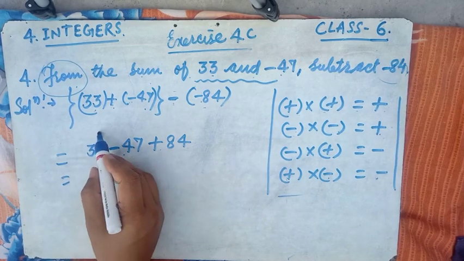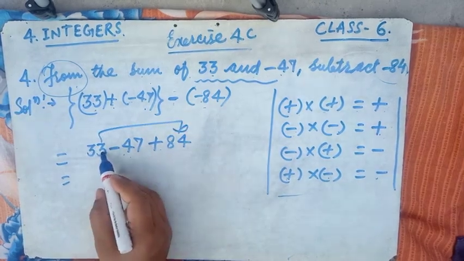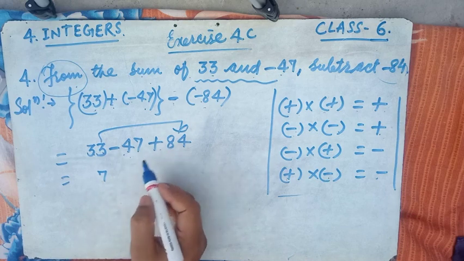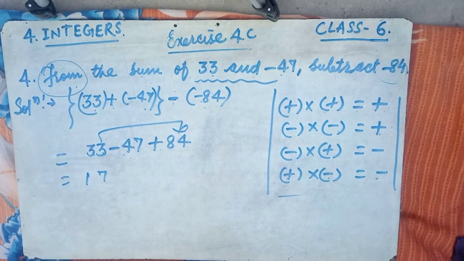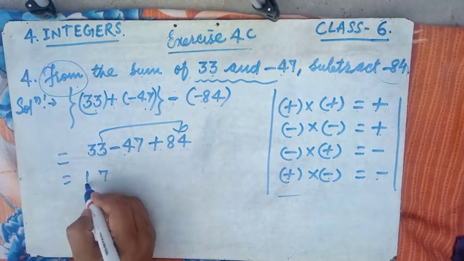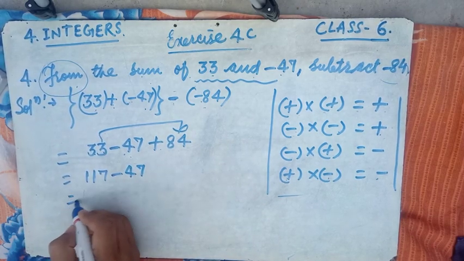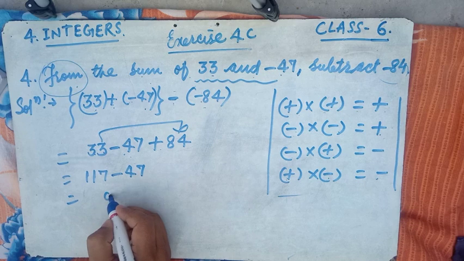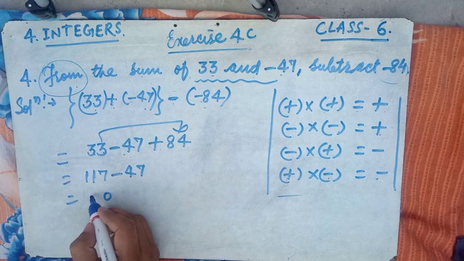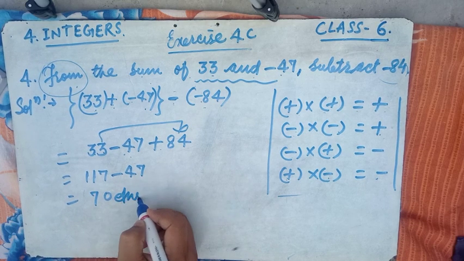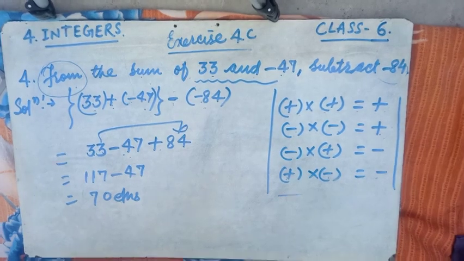Now we have to add these two numbers first. This is 3 plus 8, yes, this is 11. Okay, now this minus 47. Now subtract: 7 minus 7 is 0, and 11 minus 4 is 7. This is your final answer. I hope you will understand very clearly.